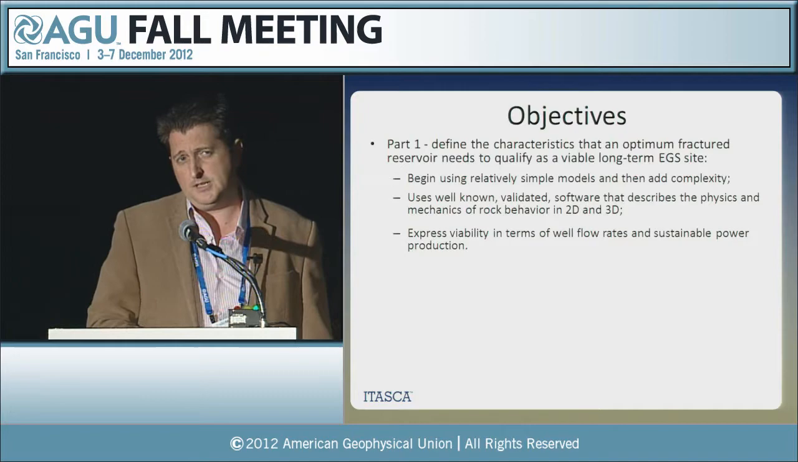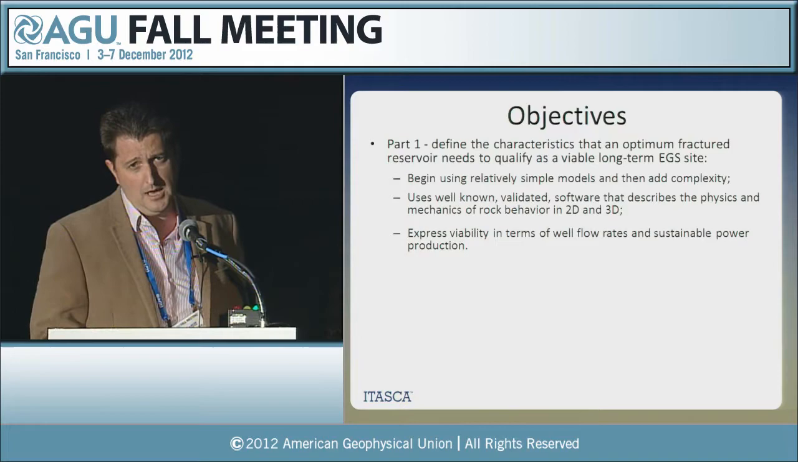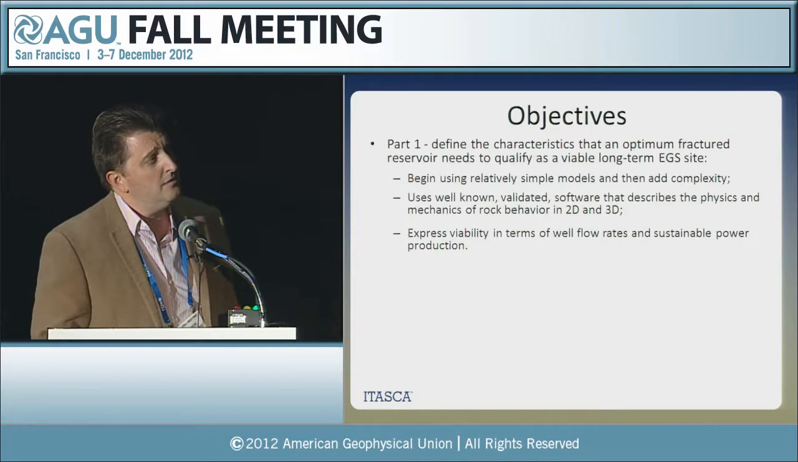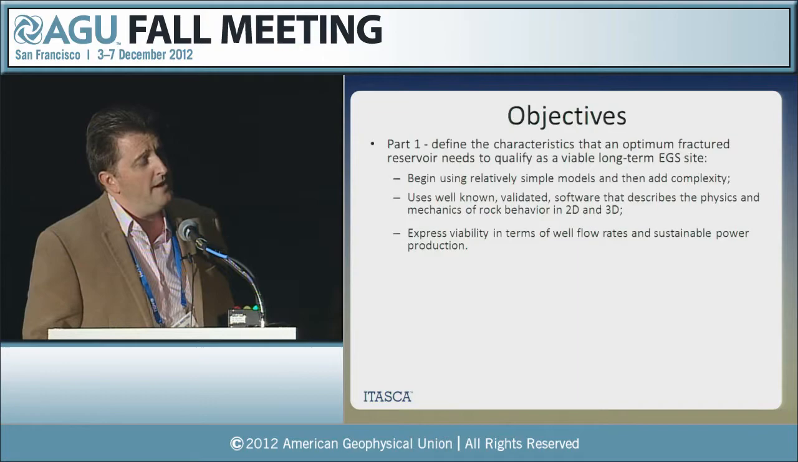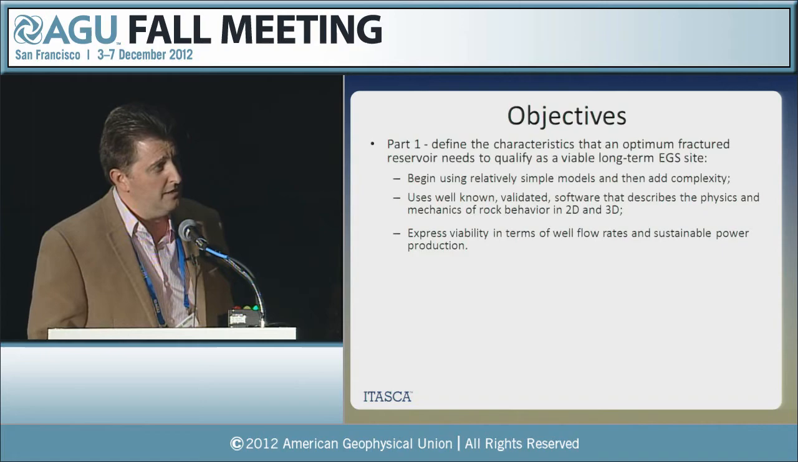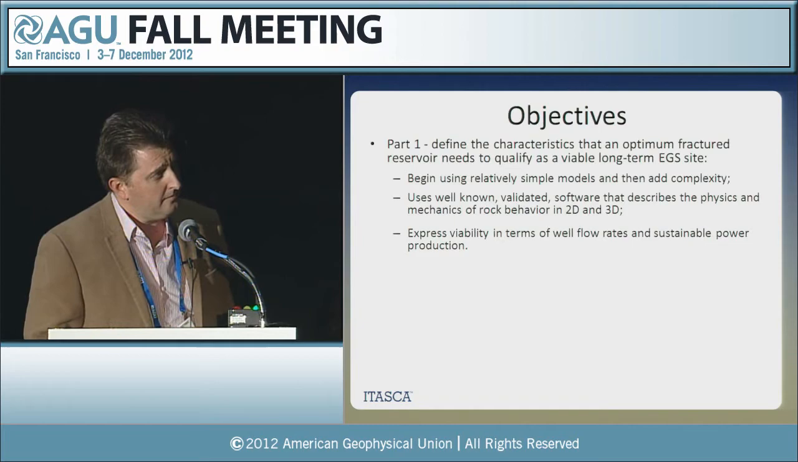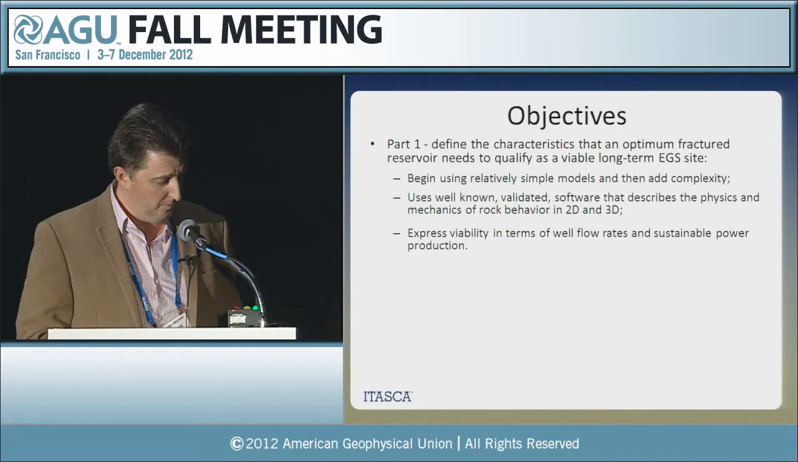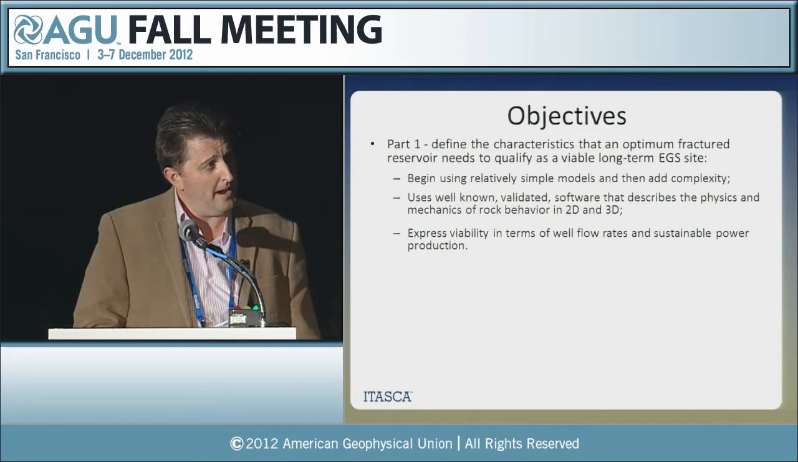So, objectives. The project is really split up into two parts. The first part is to define the characteristics that go into a long-term viable EGS site. We begin using relatively simple models and then add complexity. We're going to use well-known, validated software in two dimensions and three dimensions. This software is used around the world by various users in industry and academia, and describes the physics and mechanics of rock very well. We're going to express this viability in terms of well flow rates and sustainable power production, basically so that we can engage the geothermal industry and the power industry in this process.